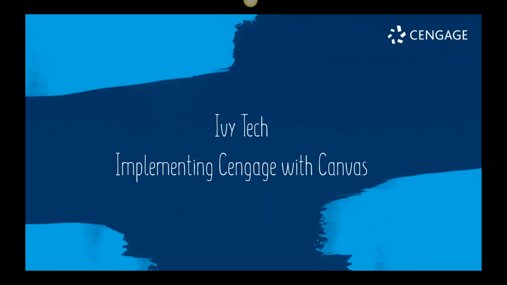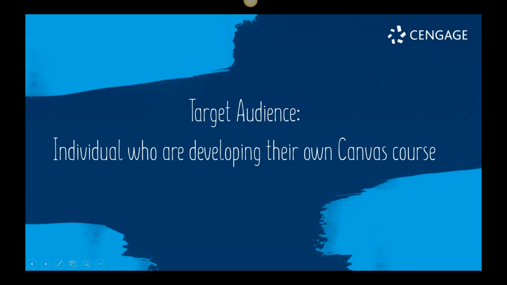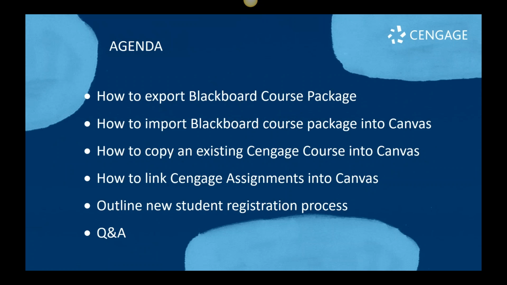So again, my name is Delilah Wilson, and as far as today's agenda, we won't necessarily go through the steps, so we'll be talking about how it's possible to export your Blackboard course package if you've already taught a course before in Blackboard and you want to use that as your starting point. We'll also be talking about how it is possible to import that Blackboard course package into Canvas. We'll be talking about how if you have an existing Cengage course, whether that be in MindTap or SAM, you can get that into Canvas.